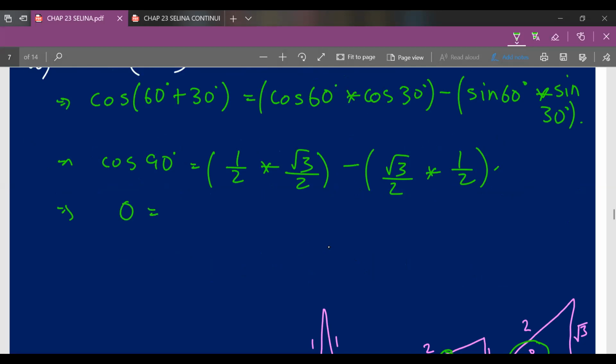1 into root 3 is root 3. 2 into 2 is 4, minus root 3 into 1, which will be root 3, upon 2 into 2, which will be 4. So over here LHS I'll not touch it, so 0 will be 0 is equal to root 3 upon 4 minus root 3 upon 4, which will be 0. Why? Because 1 minus 1 is 0, 2 minus 2 is 0, 3 minus 3 is 0, and so on. So root 3 upon 4 minus root 3 upon 4 is 0.